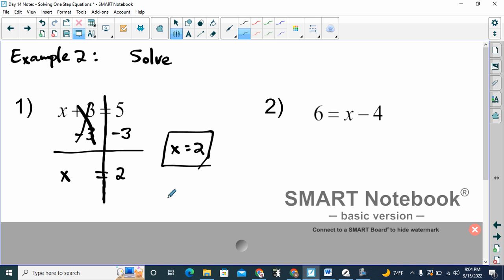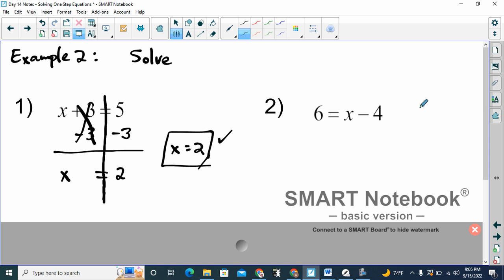You can very quickly check that either in your head or by writing it down on your paper. If I plug in 2 for my x, it says 2 plus 3 equals 5. And we can all verify that 2 plus 3 is indeed equal to 5.